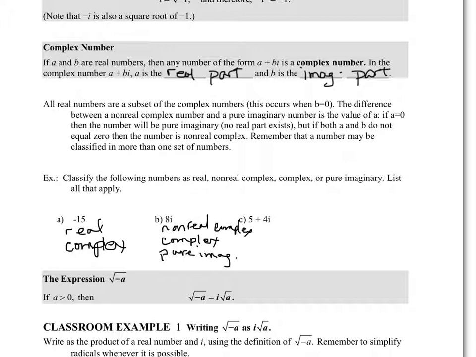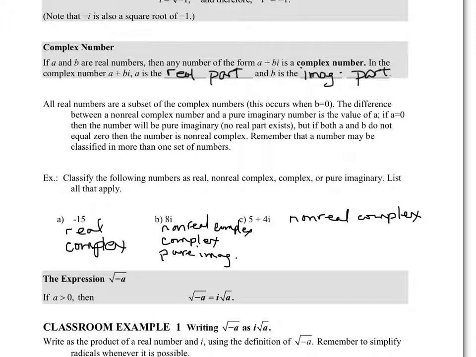Now, if you look at the last one, 5 plus 4i, would that be a real number? If I see an i in it, it can't be a real number, so it's not that. Is it non-real complex? And the answer is yes, because I do see the imaginary part that makes it non-real complex.